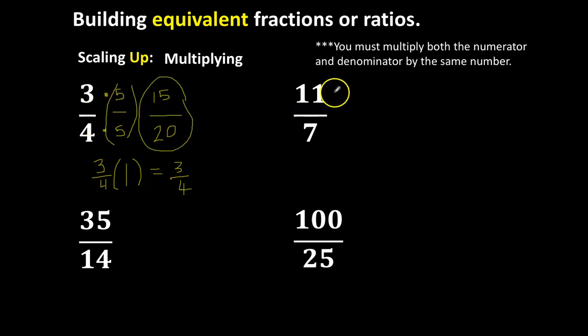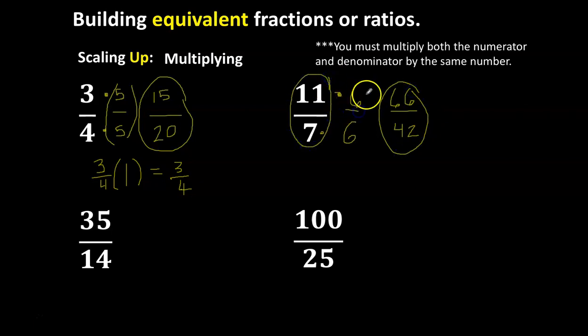Let's build again. Let's say I multiply 11 by 6. I'll get 66. Now, you must multiply both the numerator and denominator by the same number to get that equivalent fraction. So I'm going to multiply 7 by 6 as well, and I get 42. So 66 over 42 is equivalent to 11/7 because technically all I did is multiply 11/7 by 1. And if I multiply 11/7 by 1, it's still 11/7. It just looks different.